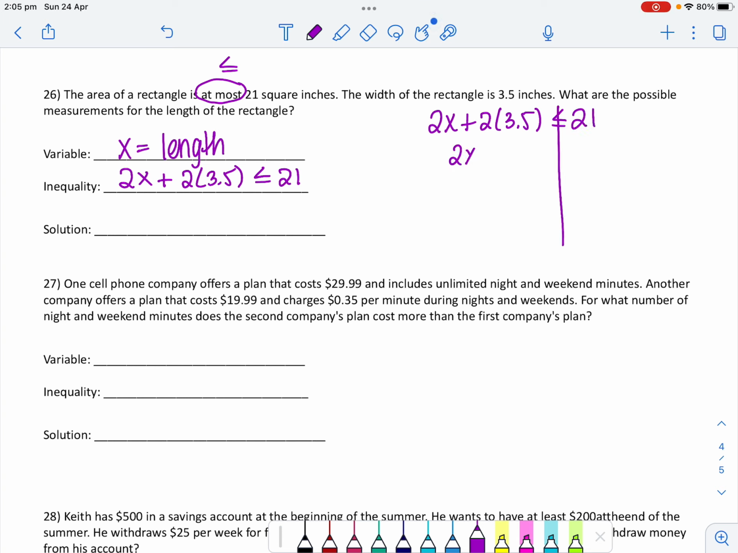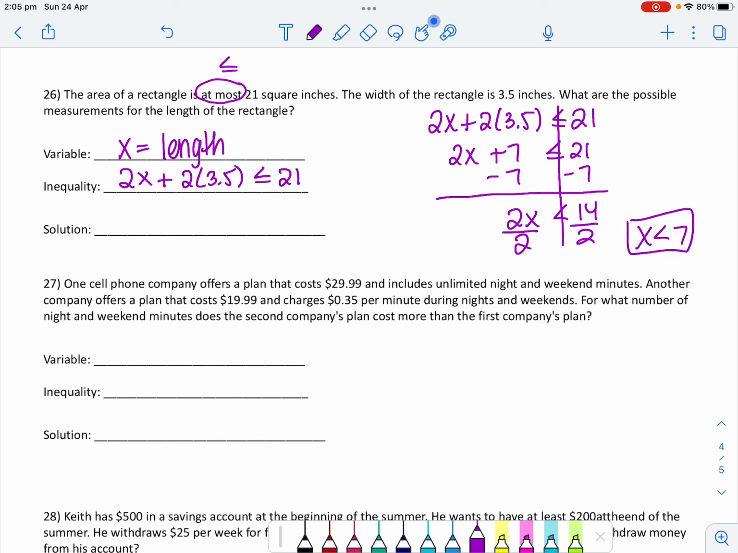So 2x plus 7 is less than or equal to 21. I subtract 7, so 2x is less than 14. So x is less than 7 inches.